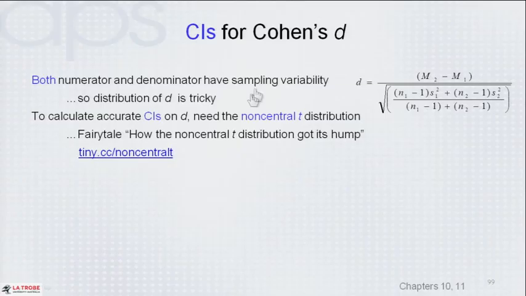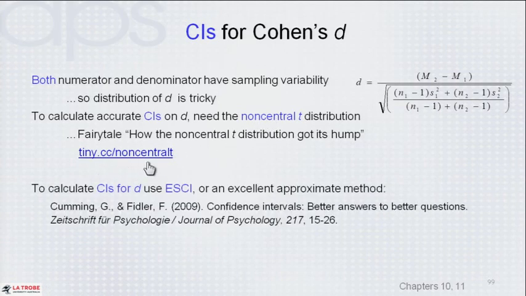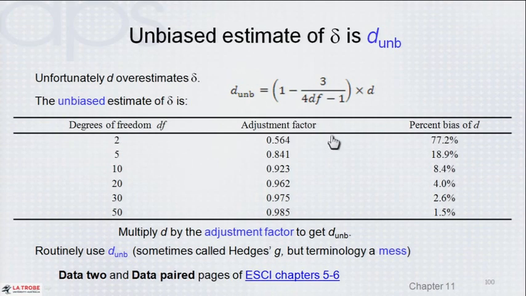Confidence intervals for Cohen's d, a bit tricky, let ESCI do it. You need the non-central t distribution, which is terrific, lovely hump, but that's another story. You can read the fairy tale about it at that link. And in this article, Fiona and I evaluate an excellent approximate method of calculating confidence intervals on D. Unfortunately, a couple more tricky things.